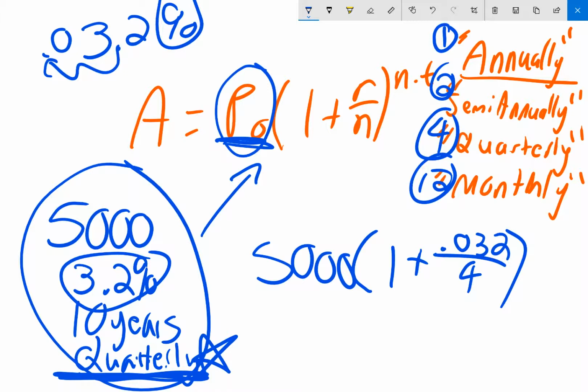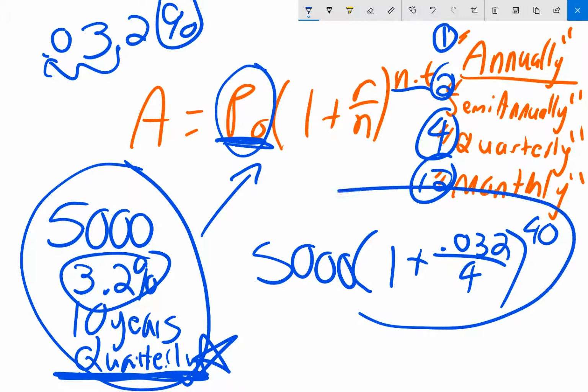And then the exponent is N times T. So N is, again, 4. And then times T. T would be 10 years because you're doing this for 10 years. So it would be 4 times 10, which would just end up making that 40. So it's very straightforward. It's just a formula. You've got the numbers. You plug it straight in. There's no math to be done here. You just take your calculator out and plug that in.